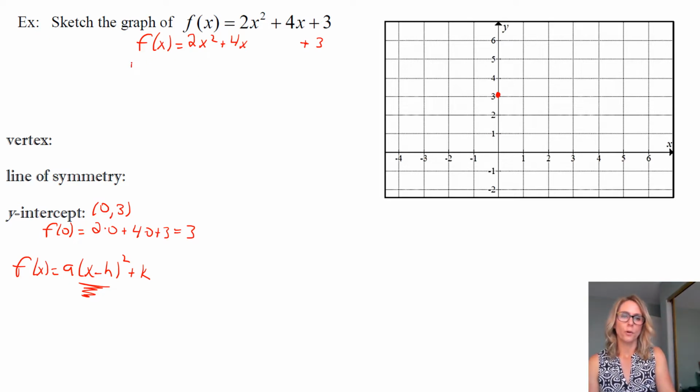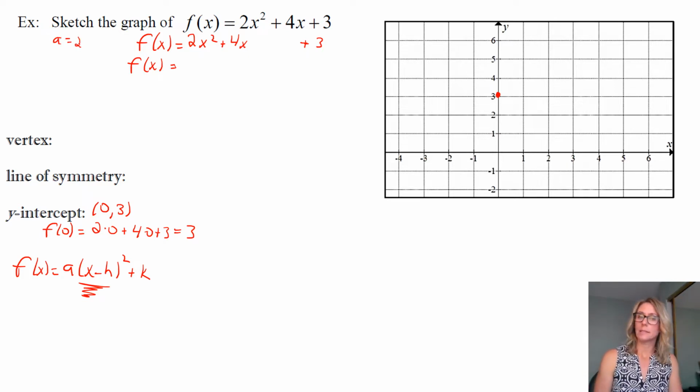Now that's easier or harder depending on your a. Notice that our a is 2. If a is 1, this is easier. Because a is 2, we actually have 2 steps we need to do. If a is not 1, you need to pull out your a, you need to factor it from your first 2 terms.